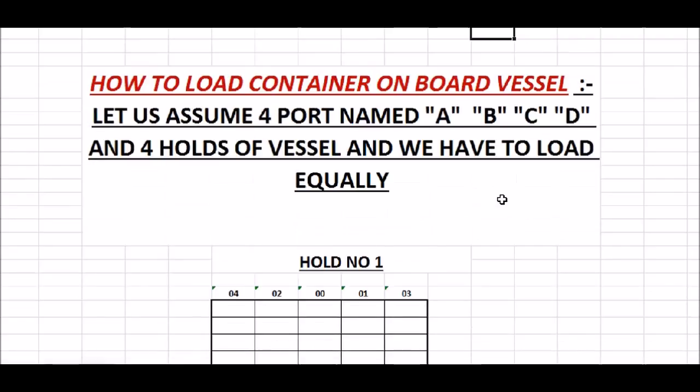So here we can say that port A is equal to the first port, because it will be easy. B is equal to the second port. C is equal to the third port. And D is equal to the fourth port. So it is like this.